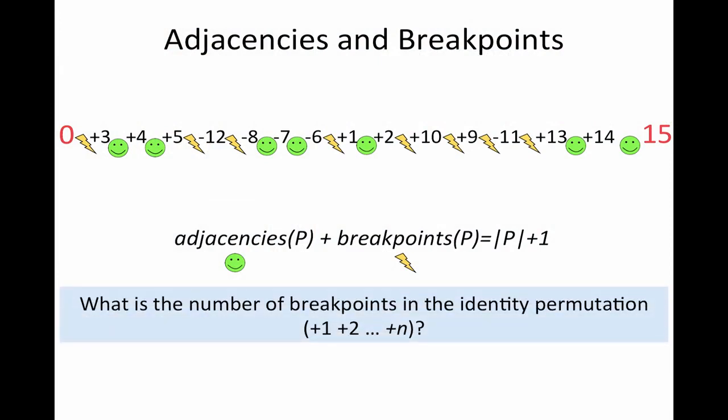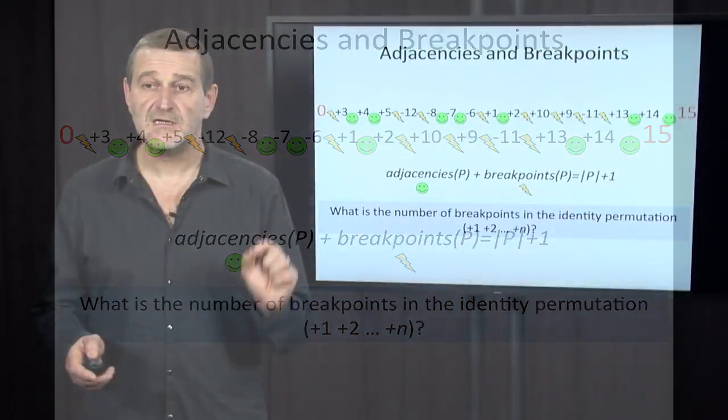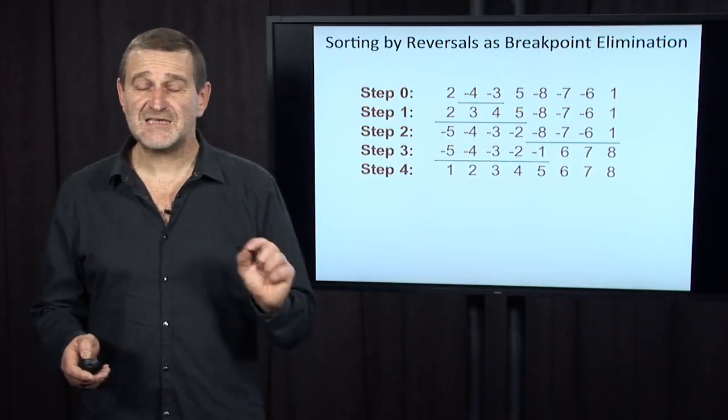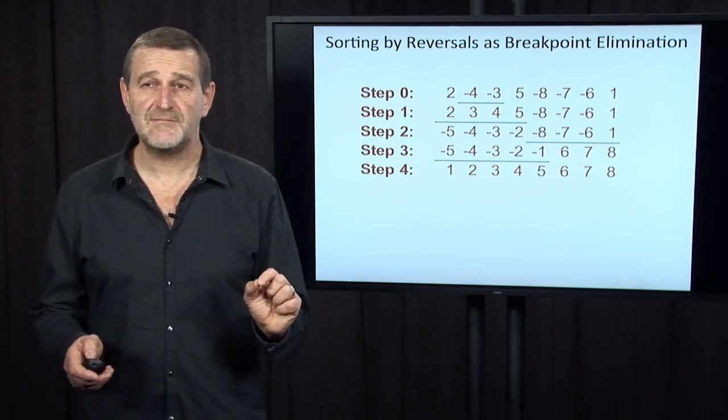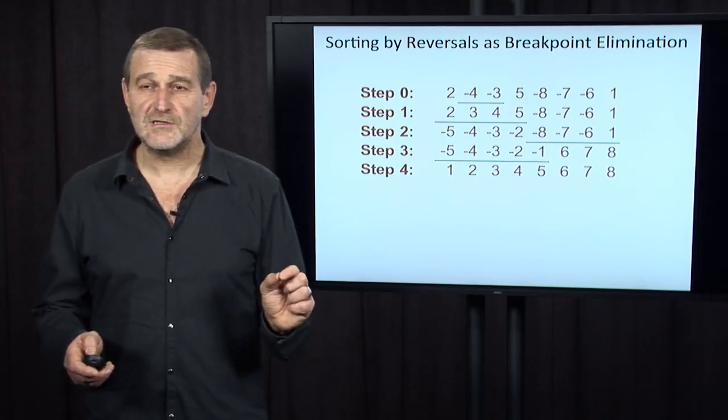And before we go further, I want to ask you the question, what is the number of breakpoints in the identity permutation, +1, +2, ..., +n? Of course, this permutation has no breakpoints, 0, which means that sorting by reversal is essentially breakpoint elimination. Let's see how it works.